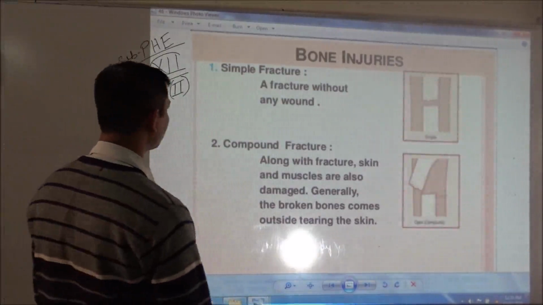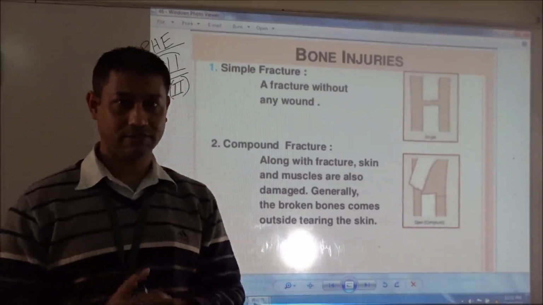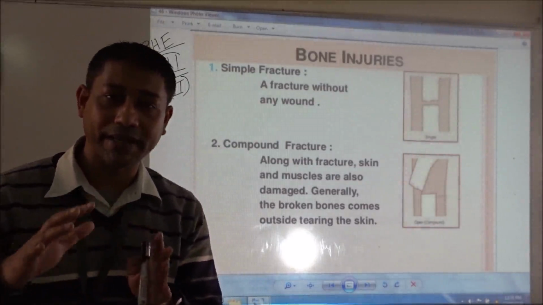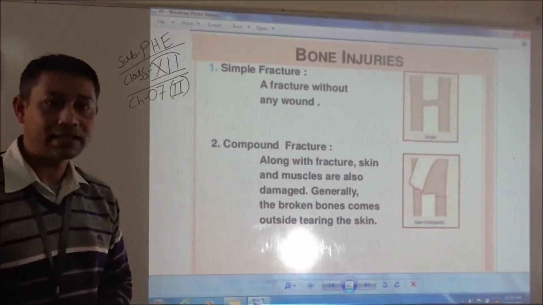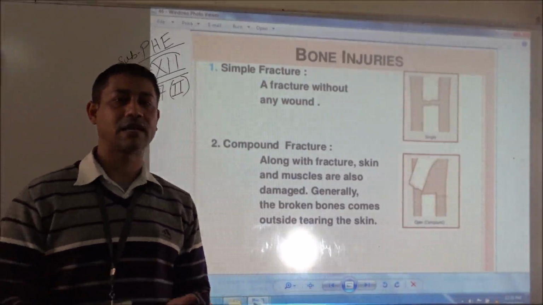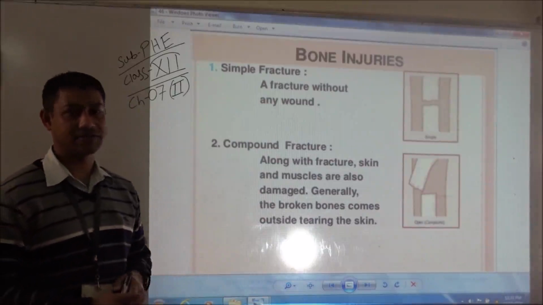So the first one is simple fracture, where the bone is breaking into 2 pieces and it is not creating any harm to its surrounding tissues or any muscles or ligaments or cartilages.